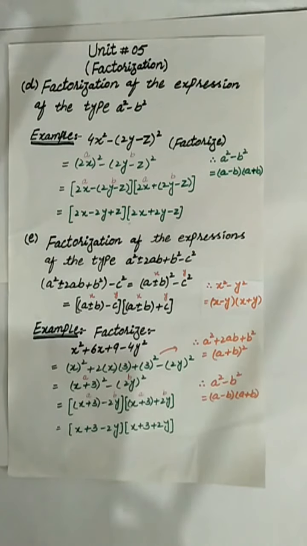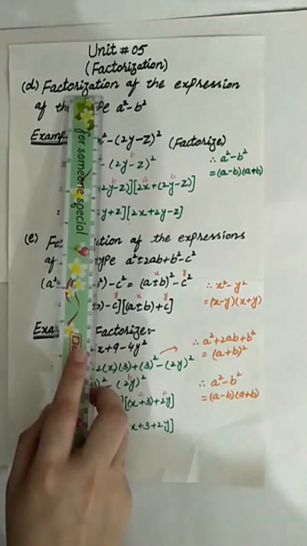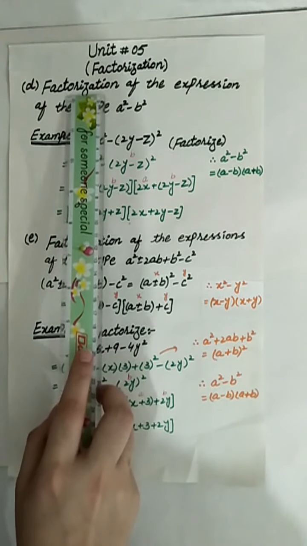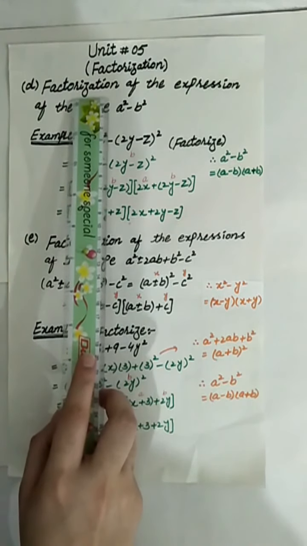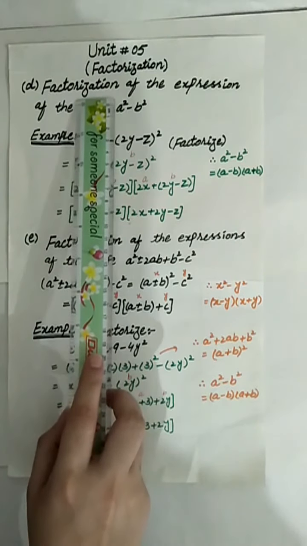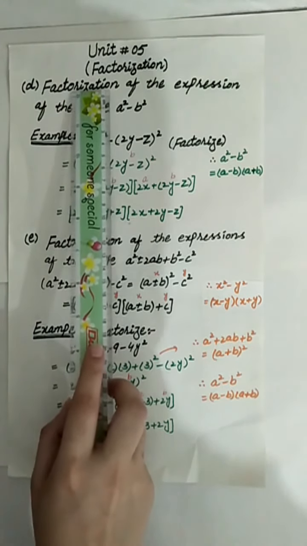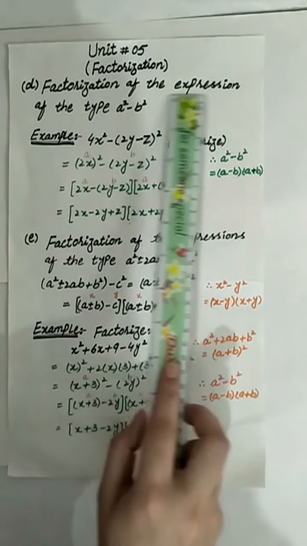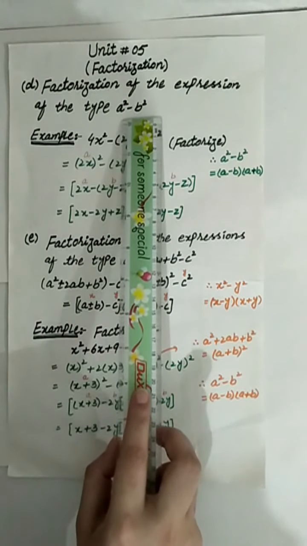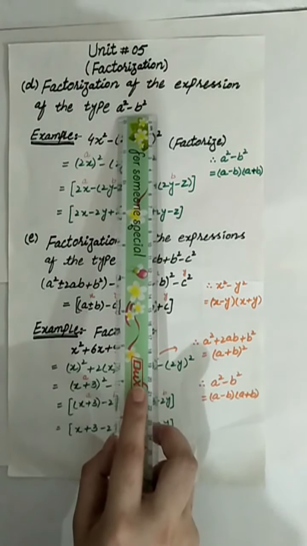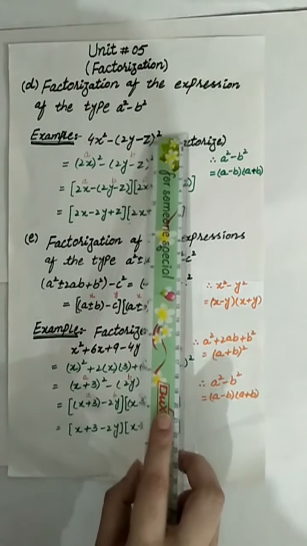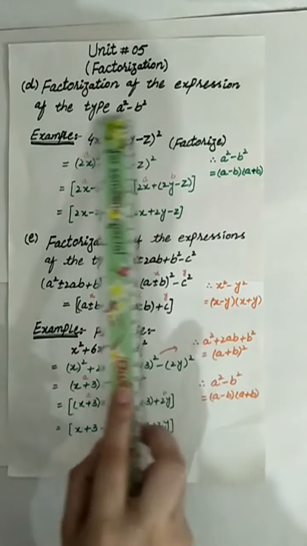Now let us move towards today's work, which is the fourth type of factorization. We have already discussed the first three types of factorization and also solved questions related to these types, meaning question number 1, 2 and 3. Now we will start the fourth type of factorization, which is factorization of expressions of the type a square minus b square. Now we take an example related to this type: 4x square minus (2y minus z) whole square. Factorize this expression.